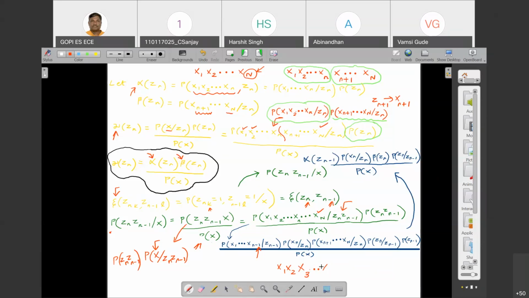We are going this one in parts: up to n minus 1 is one part, n is the second part, and then n plus 1 is the third part. So why are we writing this one? Because the one is up to xn minus 1 given Zn minus 1.